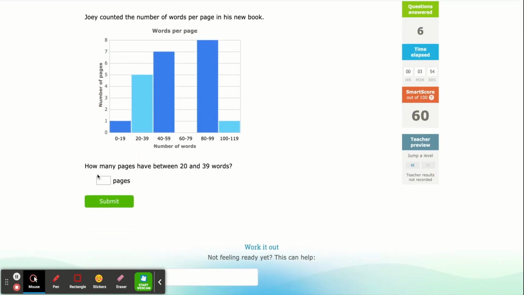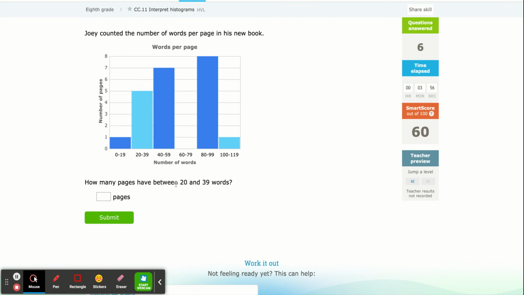So if you have questions on how to do this, how many pages have between 20 and 39 words? Well, here's the 20 to 39 range, and I want to know how many pages. Well, there were 5 pages that had between 20 and 39 words.